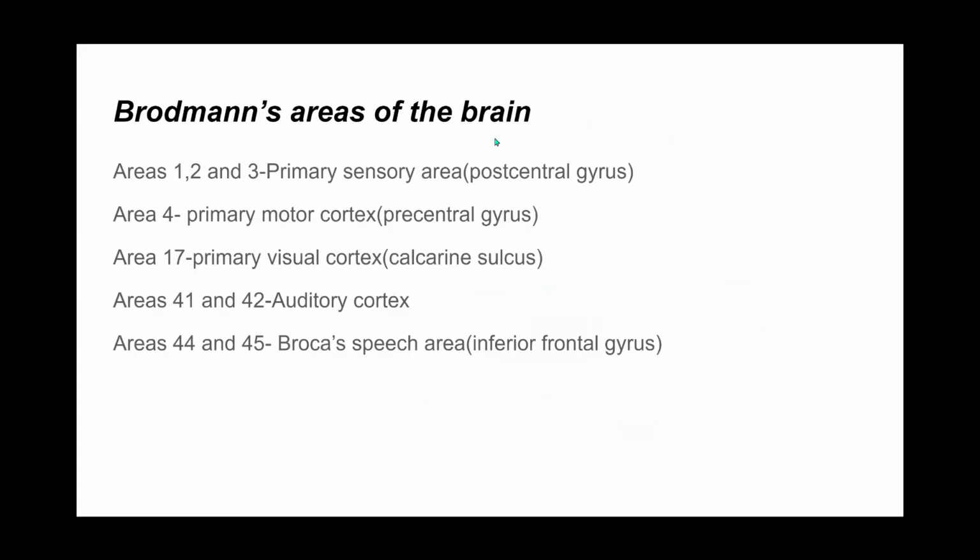This is the Brodmann's classification of these areas of the brain, and I've just picked the most relevant ones. There are so many of them; if you want to know all of them, fine, search it up, but I think the major ones are the ones I've picked. Areas 1, 2, 3 are the primary sensory area, the postcentral gyrus. Area 4 is the primary motor cortex, the precentral gyrus. Area 17 is the primary visual area at the calcarine sulcus. Areas 41 and 42 are the primary auditory cortex, and areas 44 and 45 are the primary speech area, Broca's speech area.